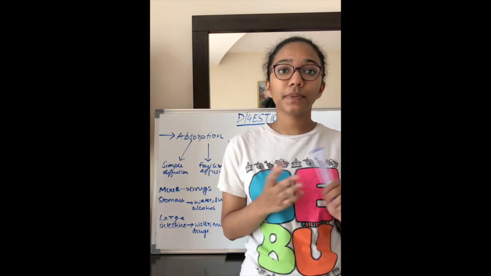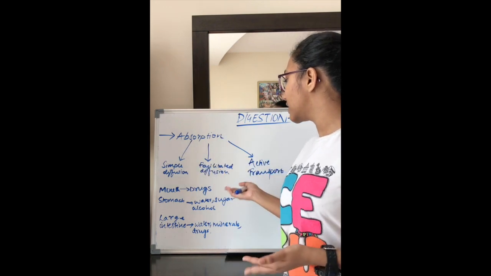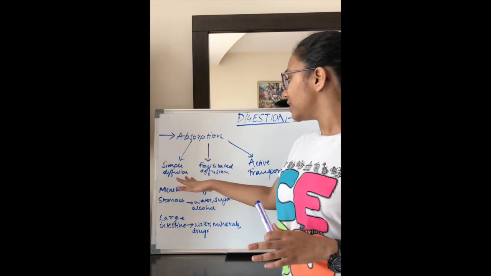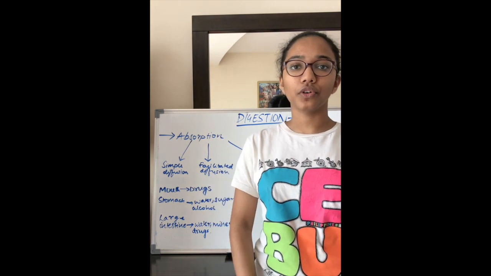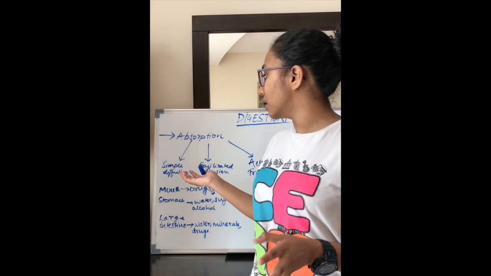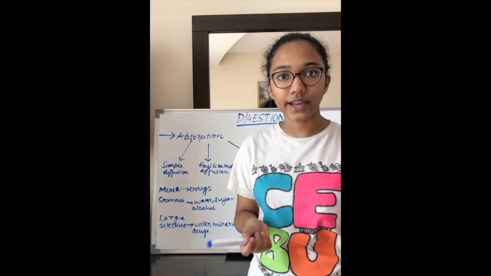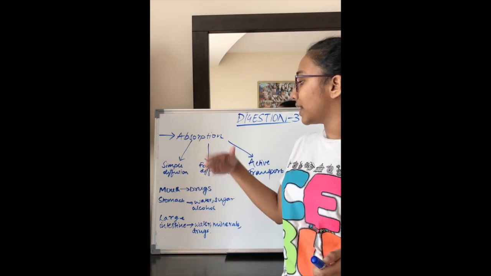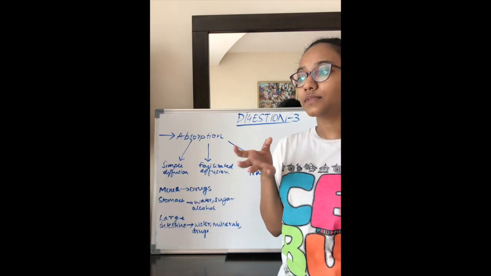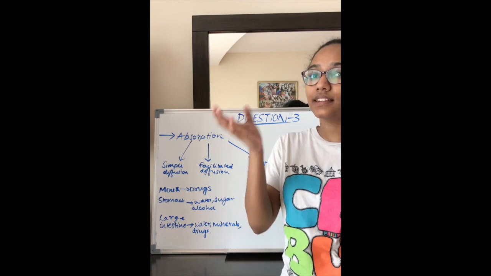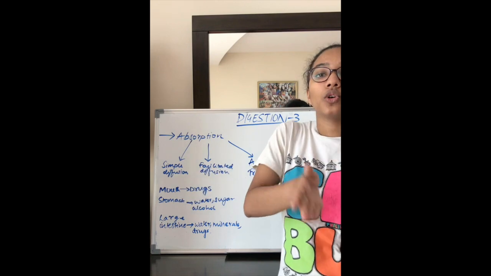Absorption takes place mostly from the small intestine, and it can be either simple diffusion, facilitated diffusion, or active transport. Simple diffusion is nothing but movement of particles from a region of high concentration to low concentration. Some molecules like glucose, amino acids, and electrolytes like chloride ions are taken into the bloodstream from the small intestine by simple diffusion. That means the small intestine has more of these substances than the bloodstream outside, so they're pulled by it, from high concentration to low concentration.